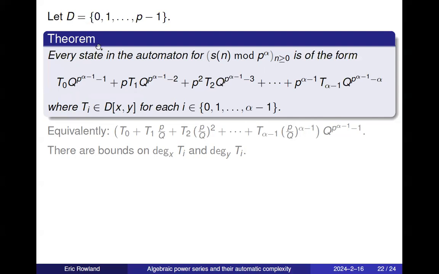So q is the original denominator from the rational function, and the powers of P increase. So basically, if you want to reduce modulo a smaller power of P, you can just get rid of some of these terms. It turns out that these T_i, these are polynomials not with coefficients modulo P to the alpha, but just with coefficients modulo P. And so this contains all the information about what happens modulo smaller powers of P in addition to the current power of P.